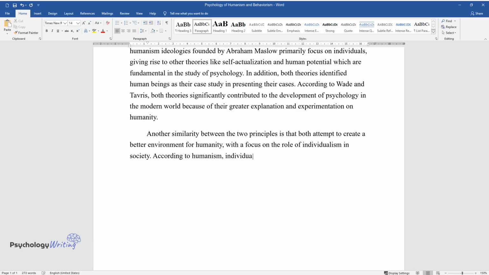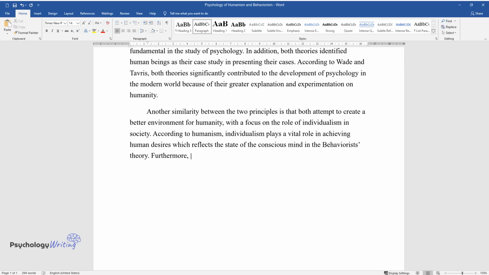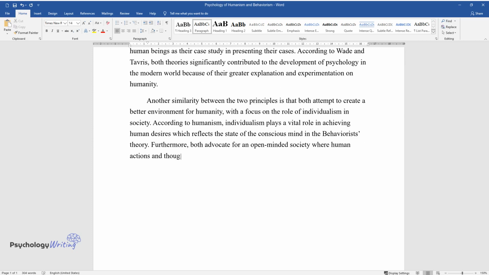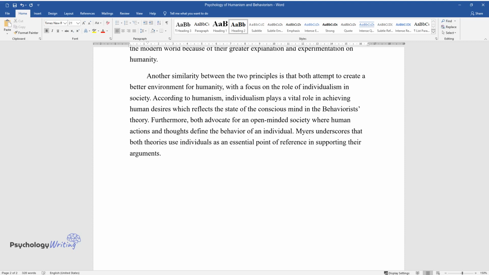According to humanism, individualism plays a vital role in achieving human desires, which reflects the state of the conscious mind in the behaviorist's theory. Furthermore, both advocate for an open-minded society where human actions and thoughts define the behavior of an individual. Myers underscores that both theories use individuals as an essential point of reference in supporting their arguments.